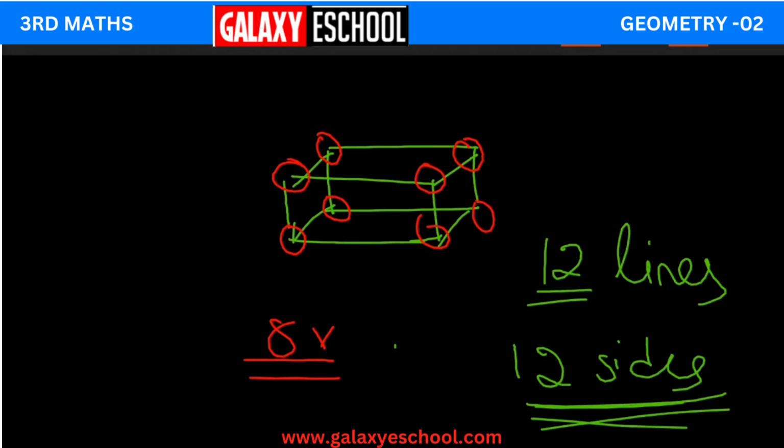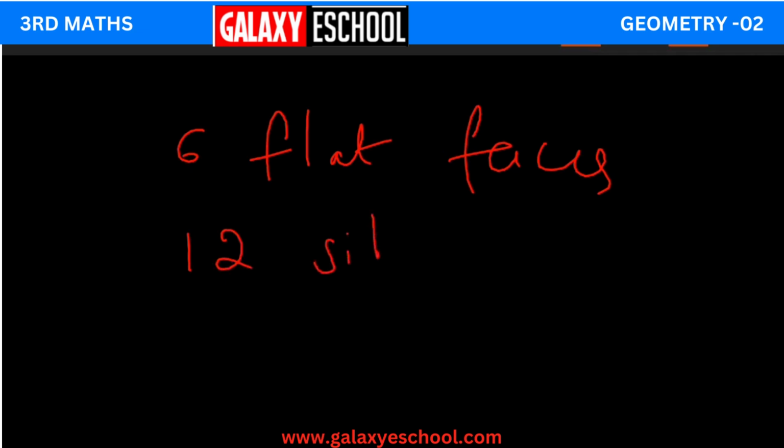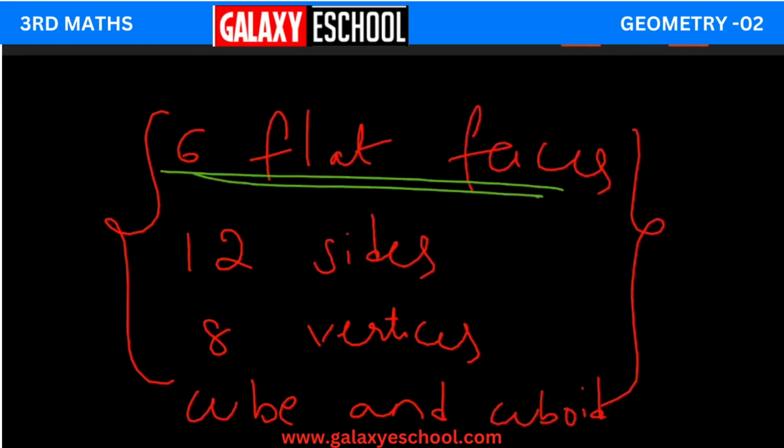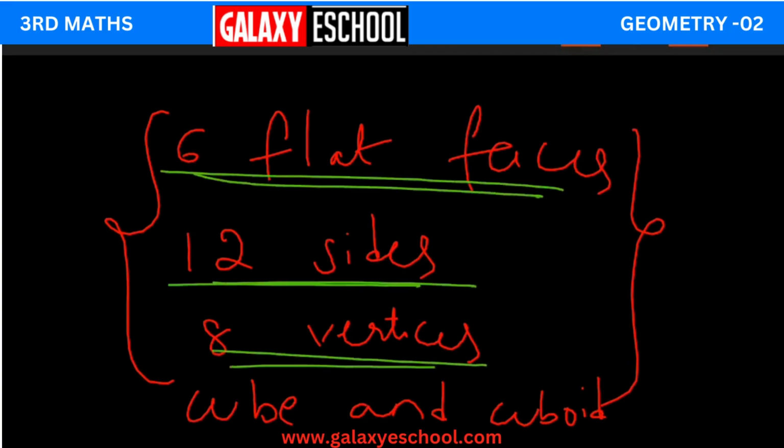If you know the properties of a cube, what does a cube have? 6 flat faces, 12 sides, and 8 vertices. These are the same for both our cube and cuboid. Both cube and cuboid share the same properties. They have 6 flat faces, 12 sides, and 8 vertices.